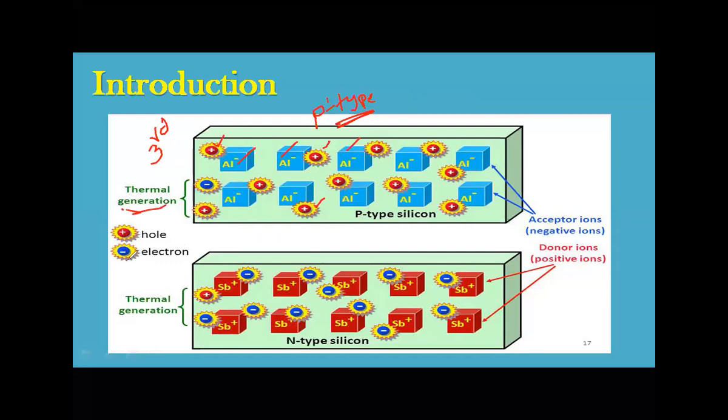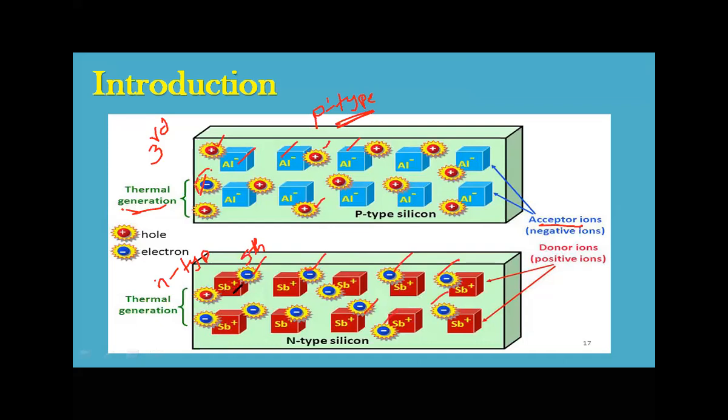Okay, P-type. Coming to thermal generation, these are the holes, and these electrons are the minority carriers. We have shown this here. And we call these acceptor ions. And here you can see that this is an N-type. N-type is basically a fifth group element, like antimony. You have more electrons here compared to holes.